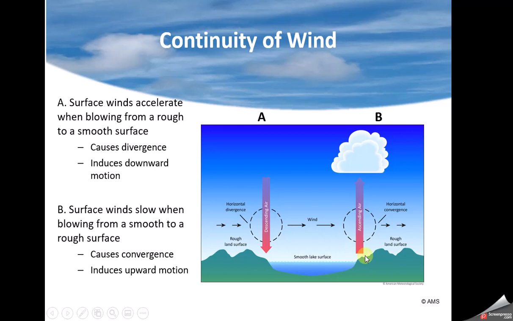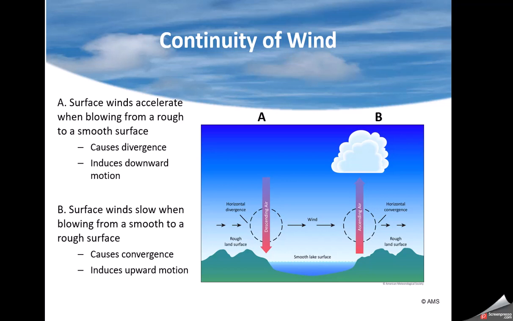Now, on the other end of it, if the winds are coming from the lake and hit the land, the winds are going to slow. You're going to see this in a question this week. If the winds are slowing, there's convergence taking place. The air has got to go upwards.